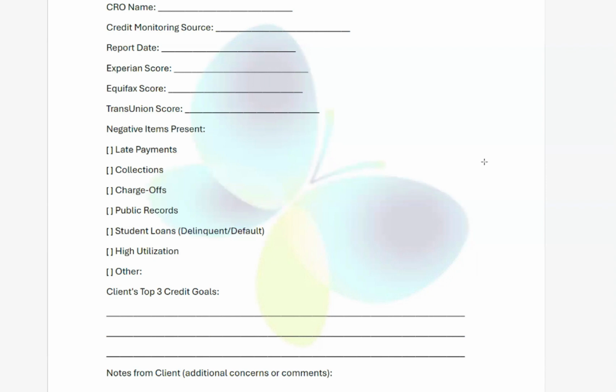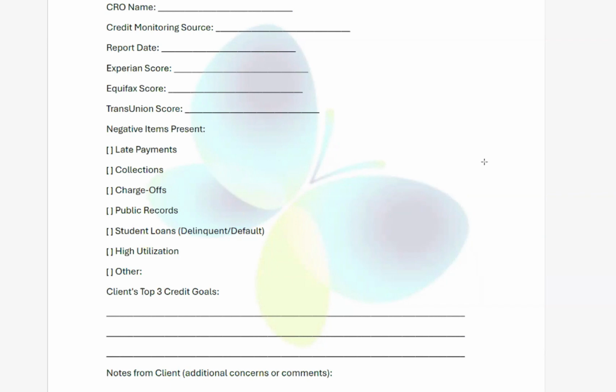Okay, so with this particular workbook, you can put in your client name. You can do one of these for each one of your clients, or your team members can do it. It's just got basic information in the beginning: your client's name, the date, your name, who's doing the actual evaluation, the report date, of course, that's important, and the scores for Experian, Equifax, and TransUnion.